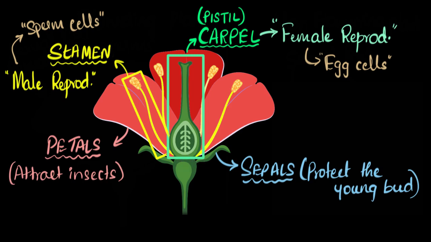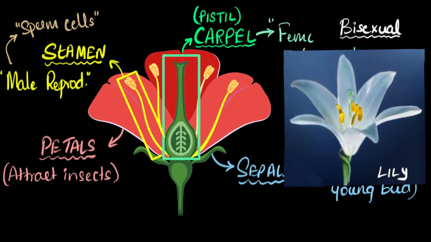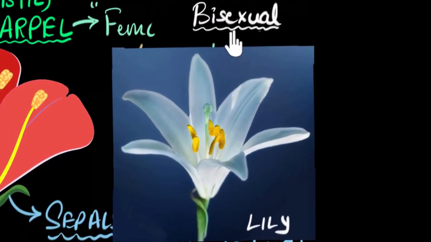So let's take some examples. If you look at lilies, then they are bisexual. Why? Because if you look carefully, you can see the carpel, the female reproductive part, and you can see the stamens as well. These are the stamens, the male reproductive part. Both are present, so it's bisexual.